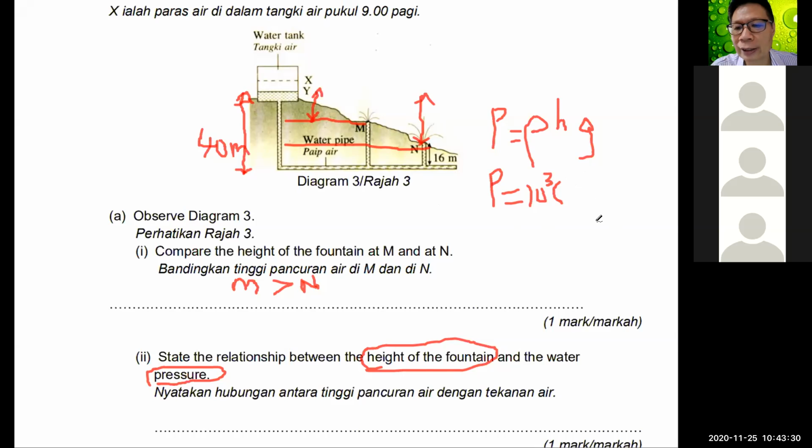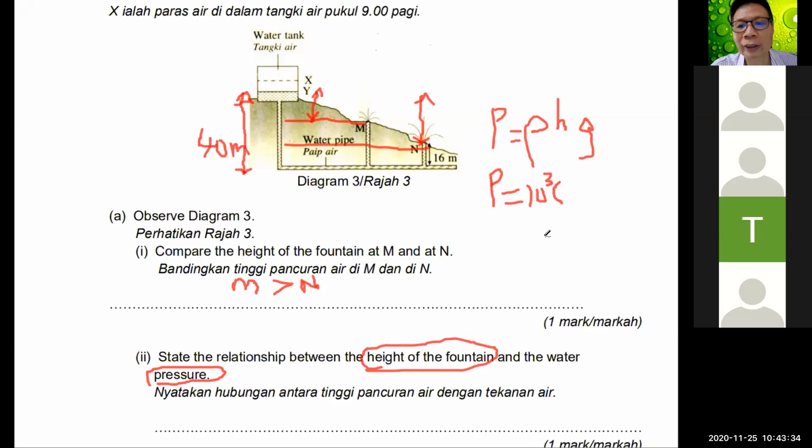Tan, can you come out? 24. 24. Yes, correct. 40 minus 16, so it's 24. Okay. Gravity is 10. Okay, I think our next answer is correct. 240. So what is the answer here? Is it 240,000?